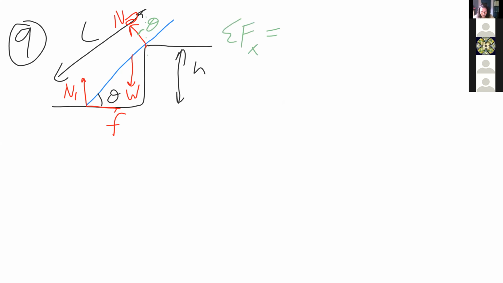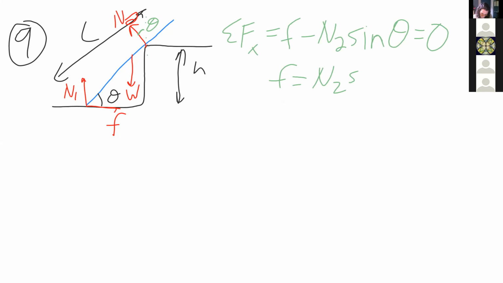In the positive x direction, I have my force of friction. In the negative x direction, I have a component of my normal force N2. So I will subtract that N2 sine of that angle theta, and this will be equal to 0. So in other words, the force of friction is equal to N2 sine theta.